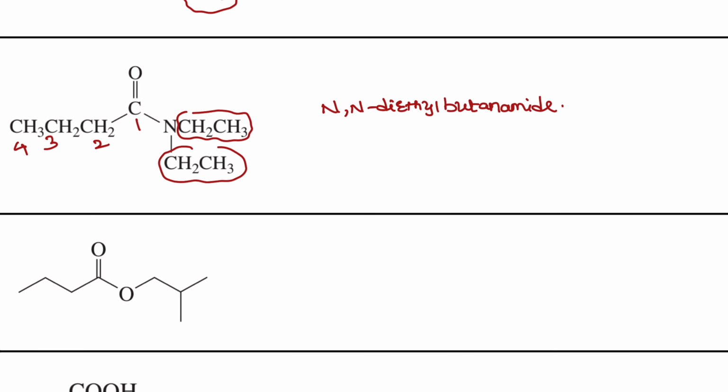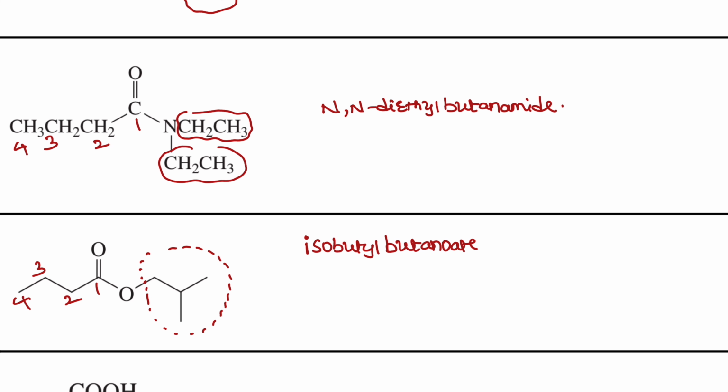You have an ester functional group here. This is first carbon, second carbon, third carbon, fourth carbon. And in fact, this is an isobutyl group. You can say iso is accepted by IUPAC. So this is isobutyl butanoate. Isobutyl group, even one we can give one more name.